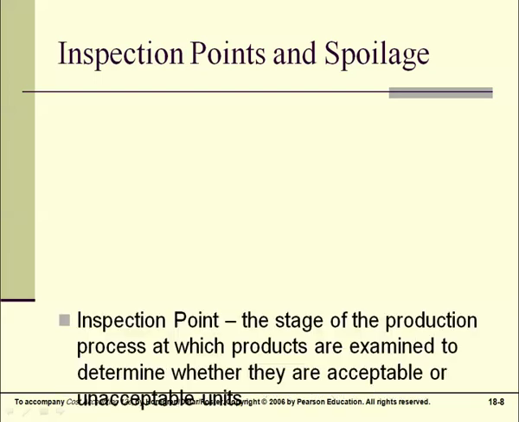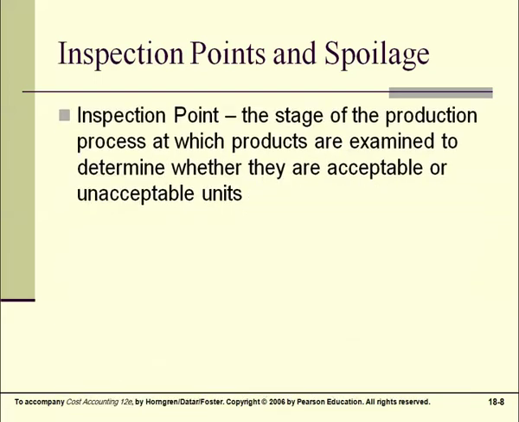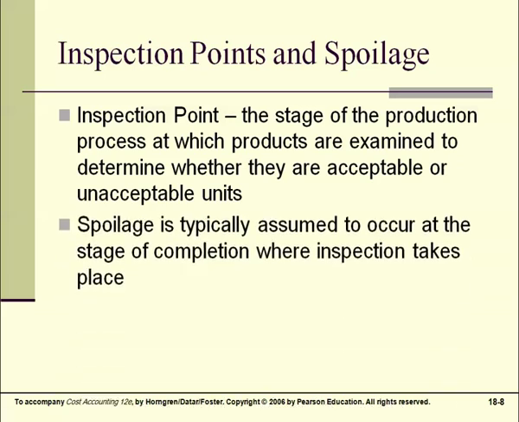Inspection points and spoilage. An inspection point is a stage of the production process at which products are examined to determine whether they are acceptable or unacceptable units. Spoilage is typically assumed to occur at the stage of completion where inspection takes place.